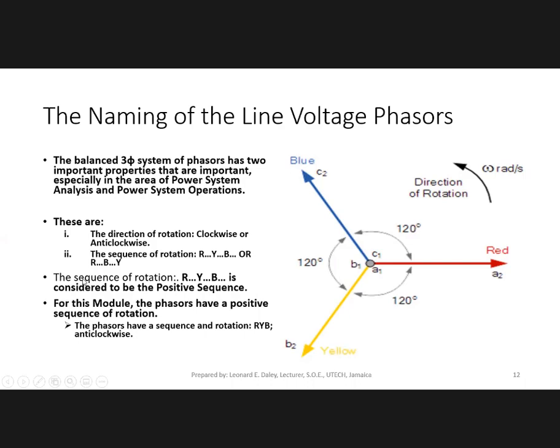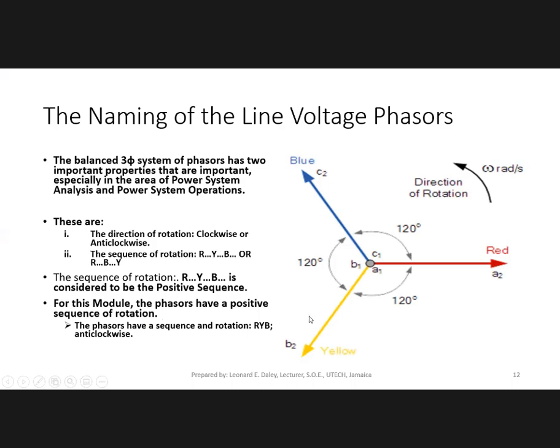So in our case, though, we are using red, yellow, blue, and the red, yellow, blue is considered to be the positive sequence. So in some problems you might see in your textbook, they might say the rotation is positive sequence. They are basically telling you that it is rotated in the order red, yellow, blue.